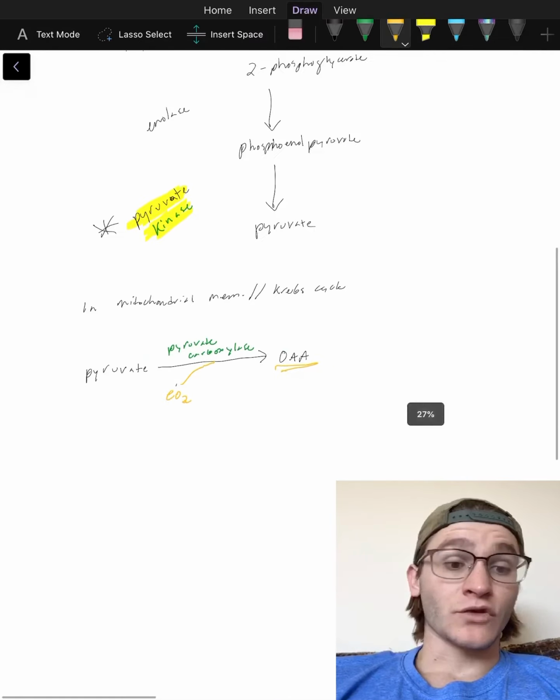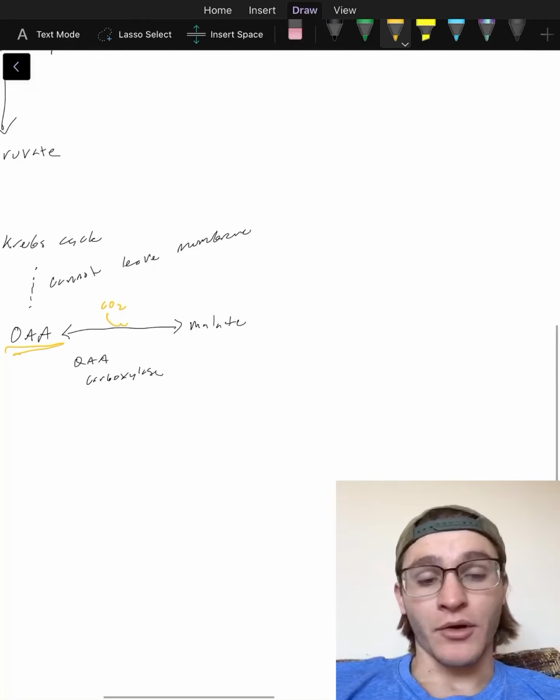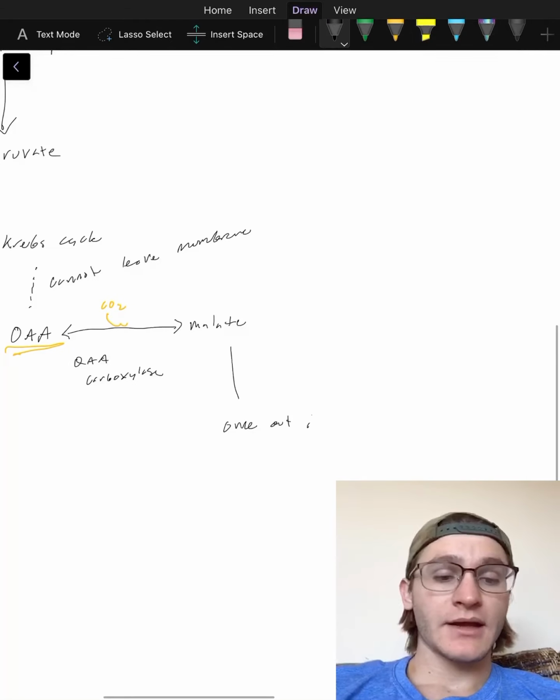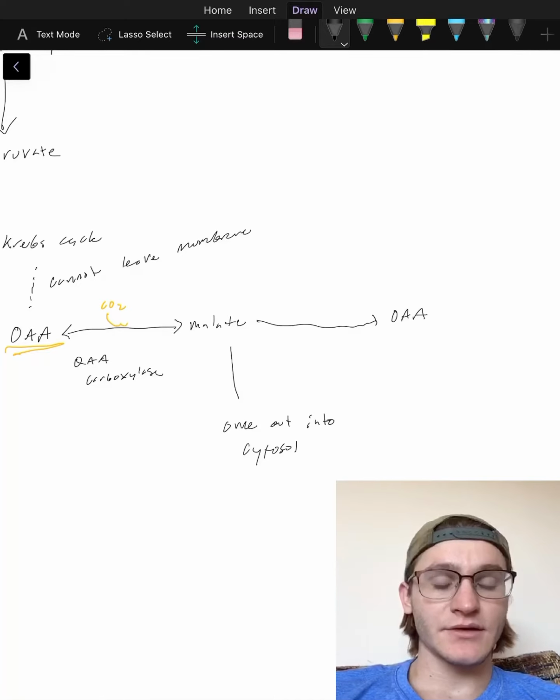But oxaloacetate cannot leave the inner mitochondrial matrix or membrane. Remember that the inner membrane of mitochondria is where the Krebs cycle occurs. So we want to keep the oxaloacetate there. Therefore, we're going to have to use the reversible reaction and put a carbon dioxide on the oxaloacetate to make it into malate, which is a reversible reaction and a part of the Krebs cycle as well. And malate can now get distributed to the cytosol, which is where we want our oxaloacetate.